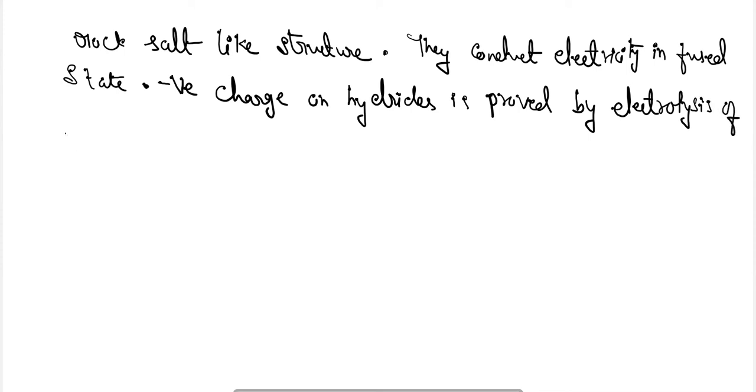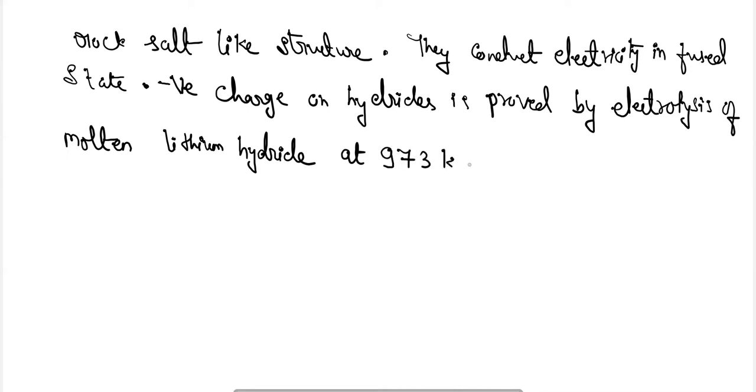Electrolysis of molten lithium hydride at 973 Kelvin. Let us take an example of lithium hydride. If I am carrying out the electrolysis at 973 Kelvin, the lithium hydride will decompose into lithium ion and hydride ion.